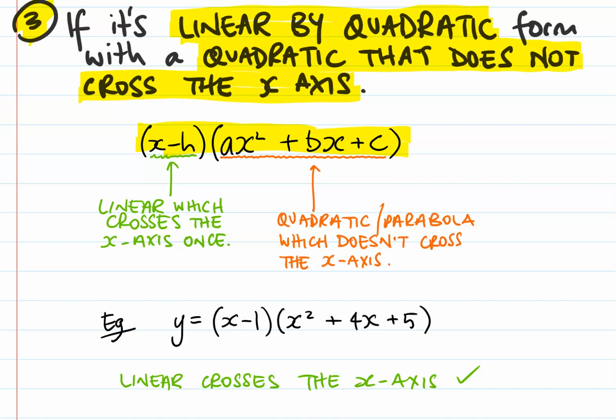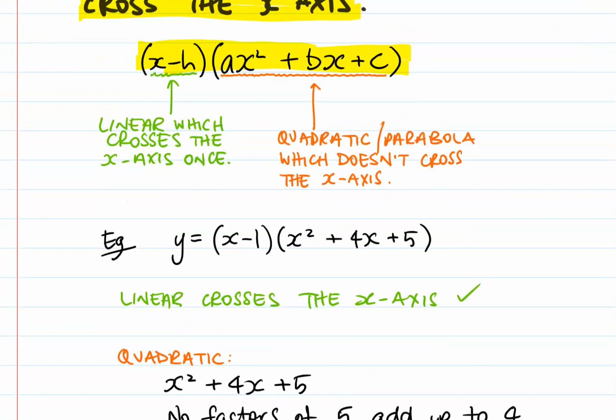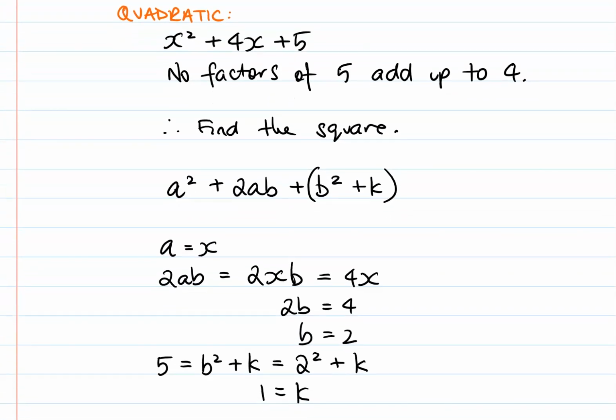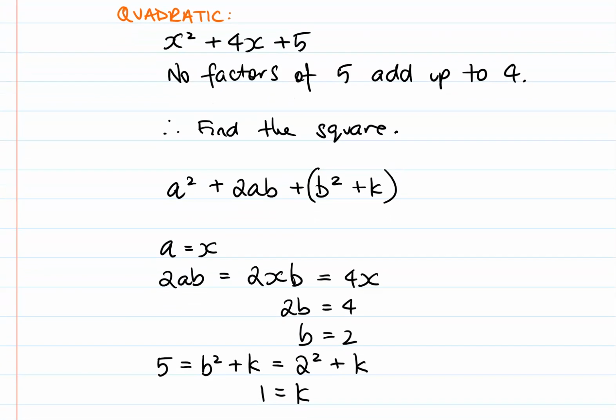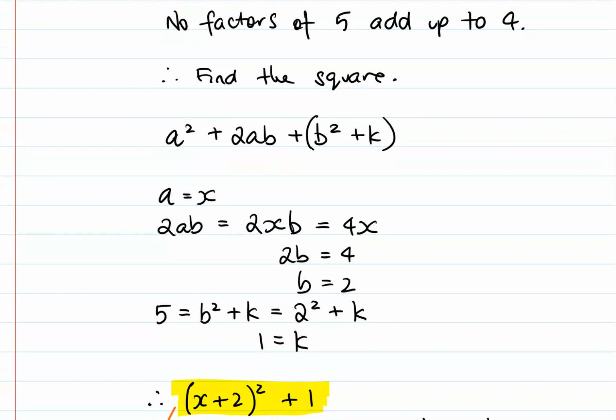So the example that I've given is (x minus 1) multiplied by (x squared plus 4x plus 5). The linear part, x minus 1, will cross the x-axis, and it will cross the x-axis at positive 1. The quadratic, however, we need to have a closer look at to see if it has any x-intercepts. So I go ahead and complete the square, and I find that the square of that particular quadratic is (x plus 2) squared plus 1.